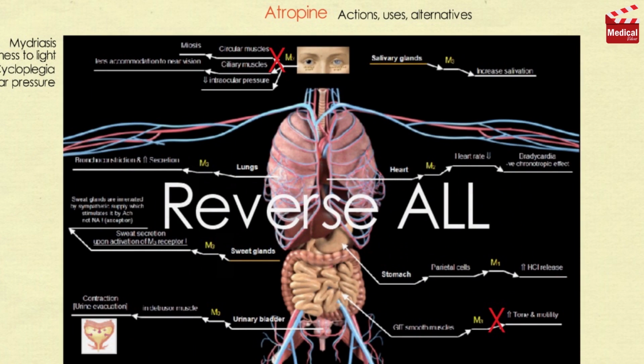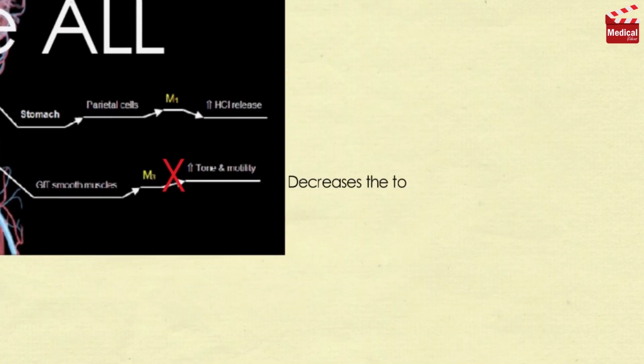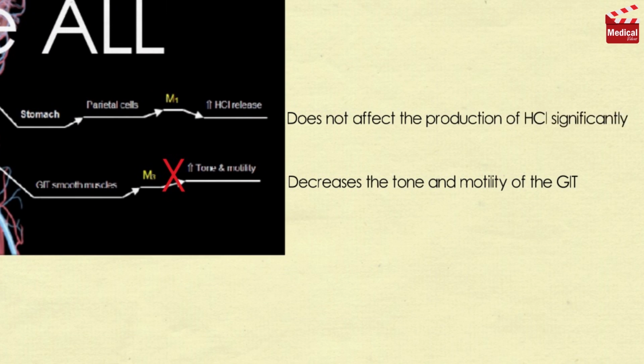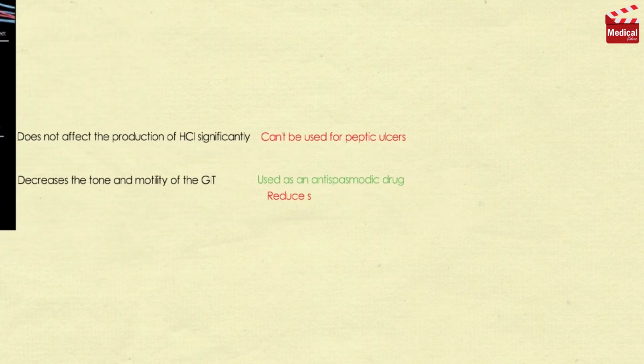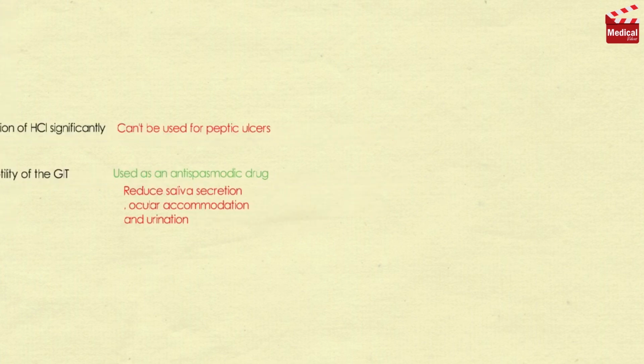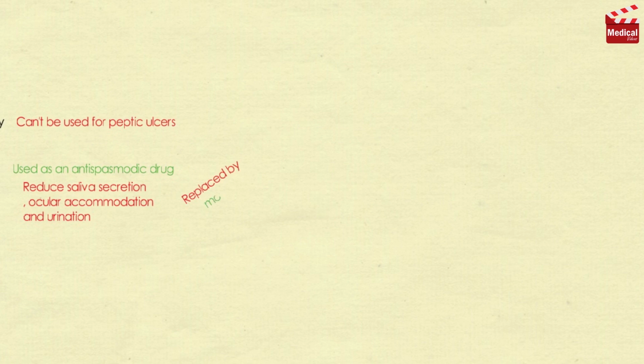Atropine decreases the tone and motility of the GI tract, but it does not affect the production of hydrochloric acid significantly, so it can't be used for peptic ulcers but can be used as an antispasmodic drug. But it is not the best, as the dose used to treat spasms also reduces saliva secretion, ocular accommodation, and urination. So it has been replaced by a more selective agent.